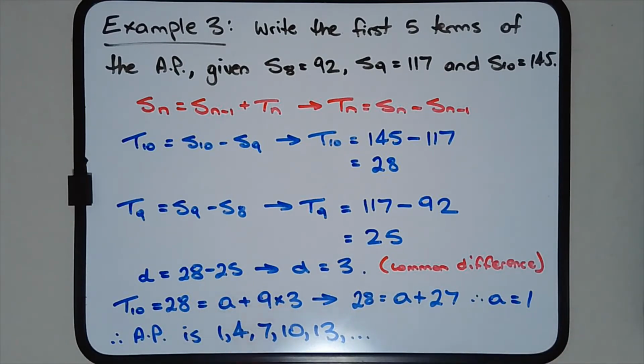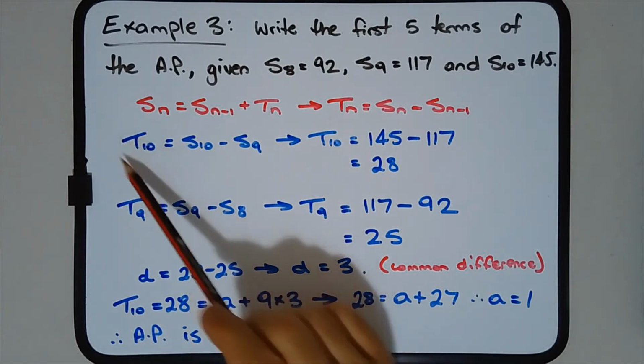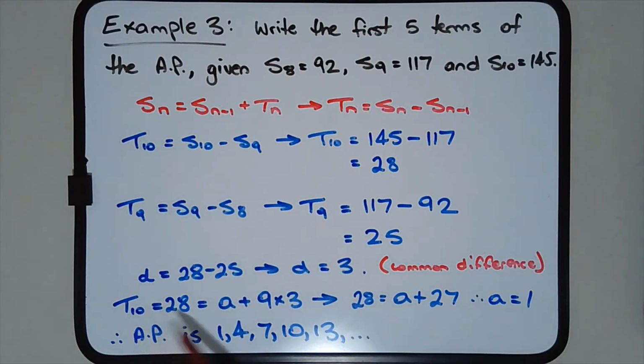Now to find A, the first term. I'm going to use T10 here. T10 equals 28. Well, no, that's the 10th term. And that's equal to A plus n minus 1 D. So 28 is equal to A plus 27. And therefore, A equals 1. So therefore, the first 5 terms of this AP are 1, 4, 7, 10, and 13.